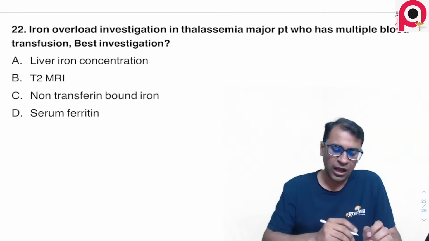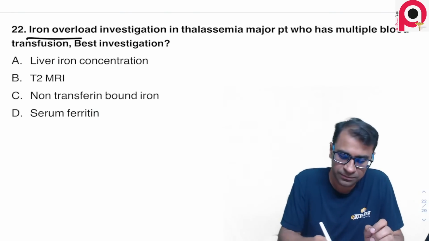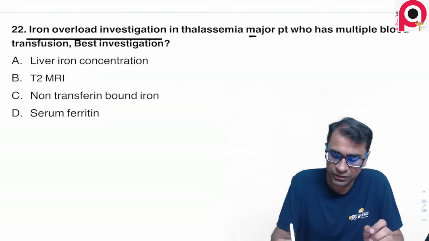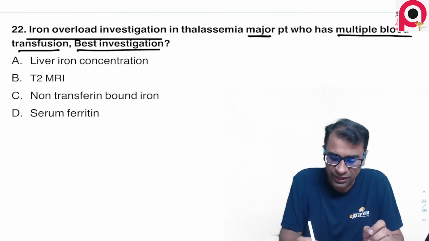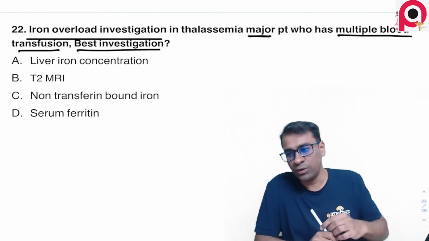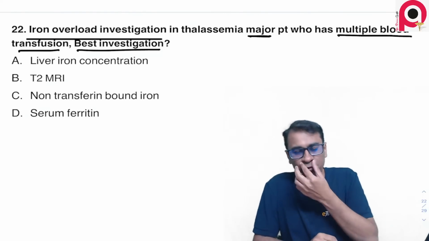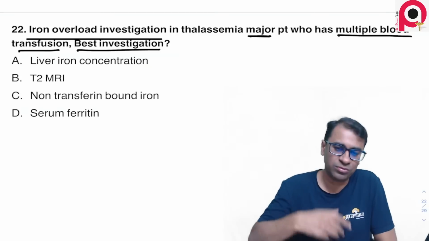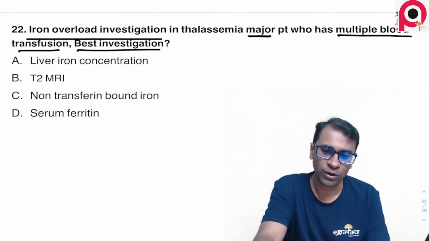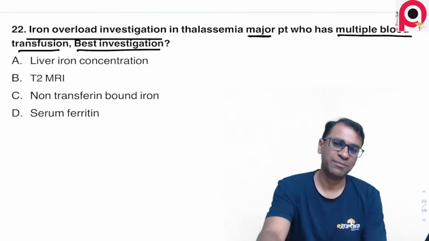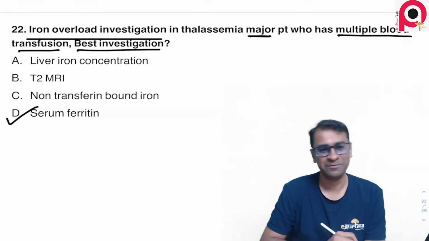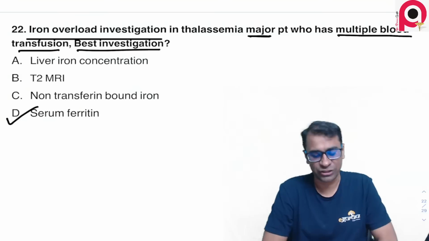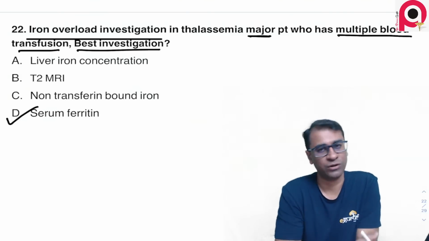Question 22: iron overload investigation in thalassemia major, a patient who has had multiple blood transfusions, the best investigation is. Now I know that when I answer this question, a lot of you will again be thinking that I'm not correct here. But guys, let me tell you, the answer to this question is actually serum ferritin, not liver iron concentration.